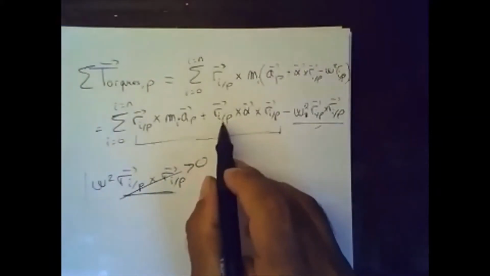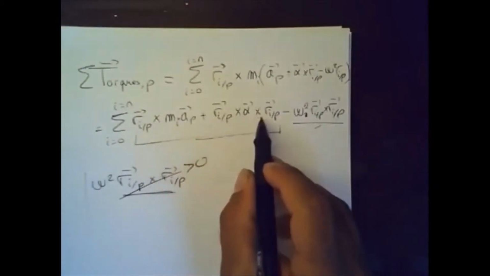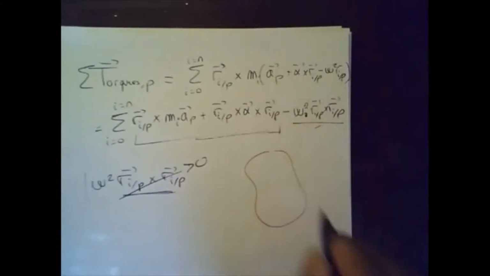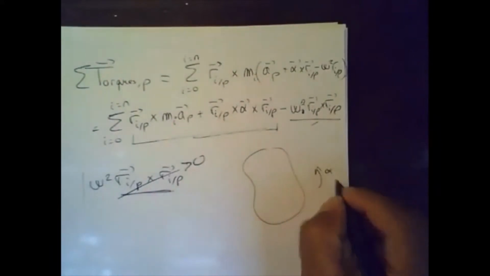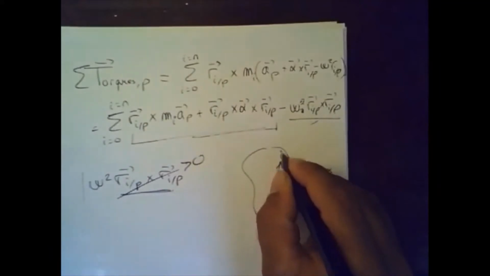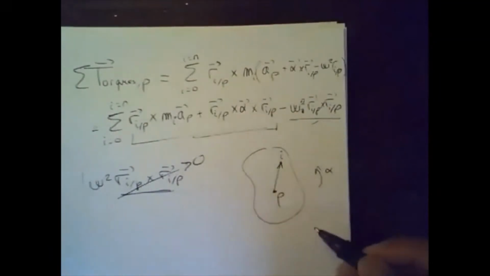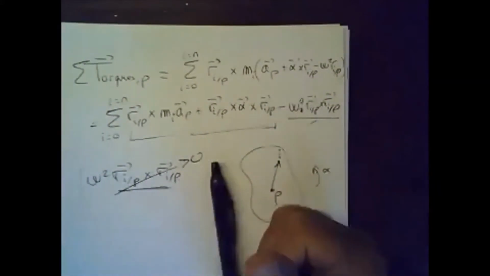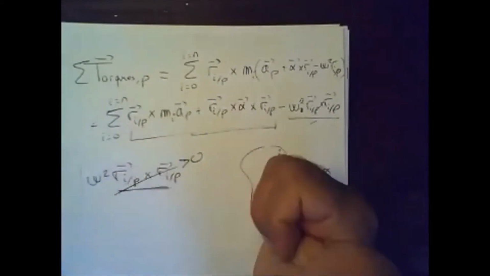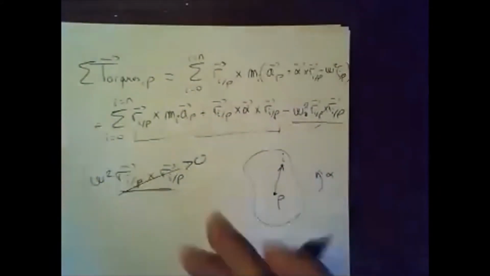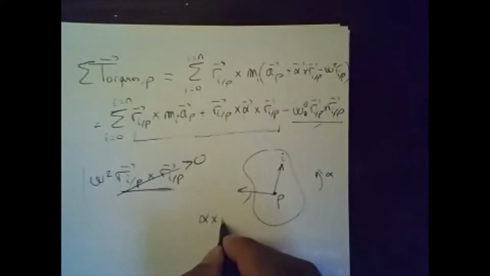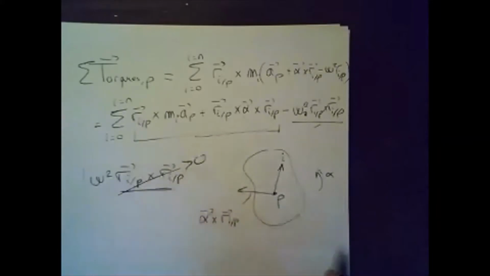How about this guy? What is R_iP cross alpha cross R_iP? Well, let's take a look at it. So this is a rigid body, and I know alpha is going to be perpendicular to this. R_iP basically is a vector from the i-th particle on this rigid body to point P. So alpha cross R_iP is this vector, a vector perpendicular to that. You guys agree?